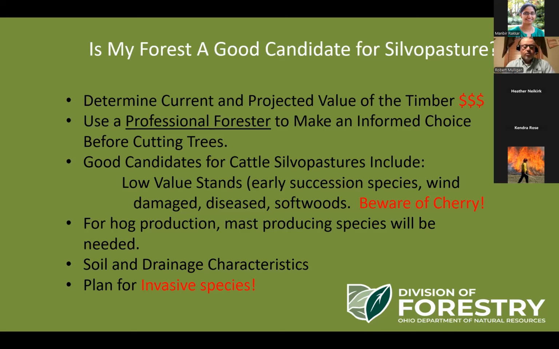And the other part of it is watch out for invasive species. We know they're out there in the woods. Anytime you begin to thin that stand, those invasives are going to rear their ugly heads. So make sure you have a game plan for that. Either get those under control before you make the thinning harvest, or maybe add some goats or other animals to the mix to control that.